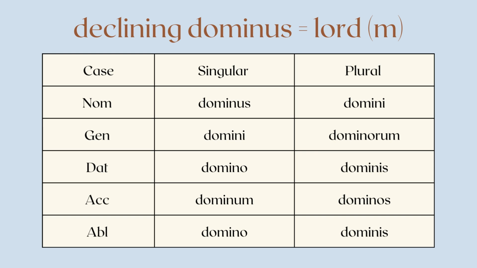Dominus, Domini, Domino, Dominum, Domino. Domini, Dominorum, Dominis, Dominos, Dominis. As with the first declension nouns, we'll mainly focus on the nominative forms in your translation work until you've learned the other cases. But keep memorizing the entire paradigm.